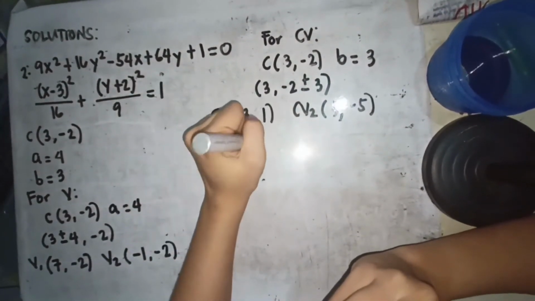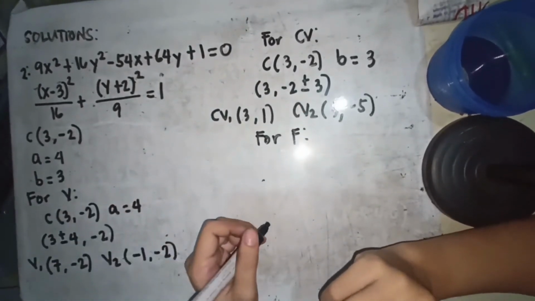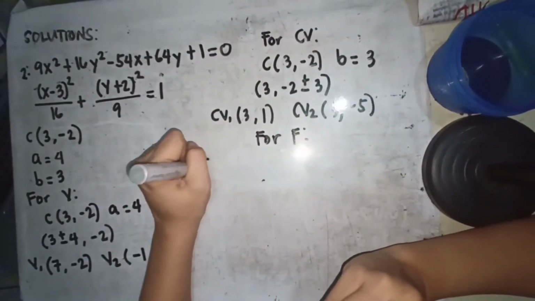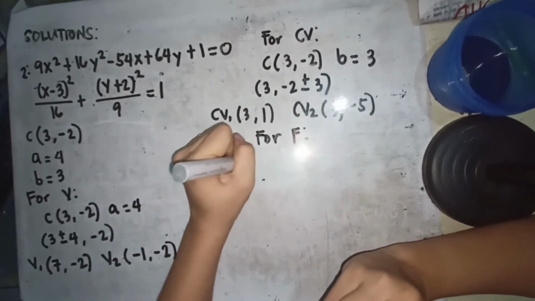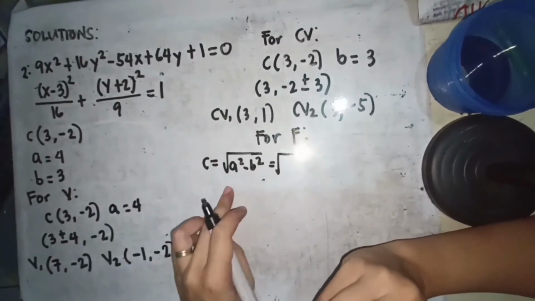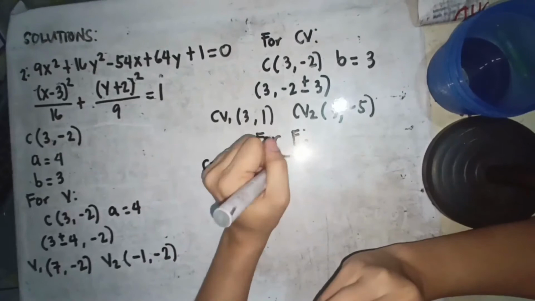Foci. Okay, for foci, for F, again, we have to determine first our distance C. So, the formula for distance C, we have C that is equals to the square root of A squared minus B squared. Or this is equals to the square root of our A, which is 4. So, we'll have 4 squared. We have 16.